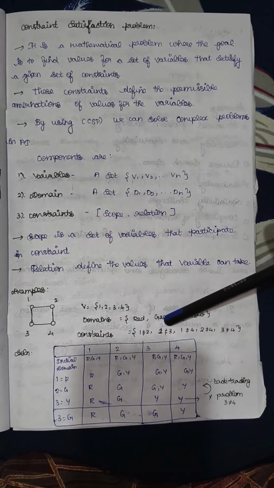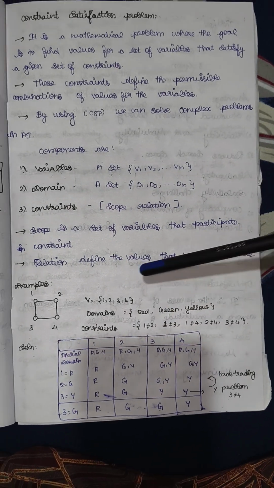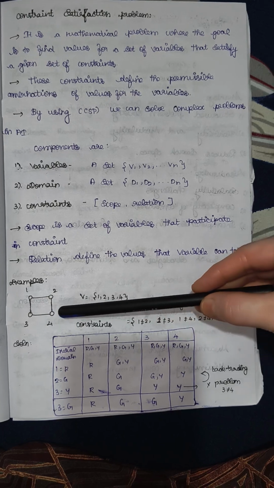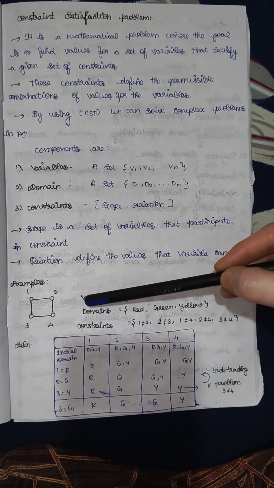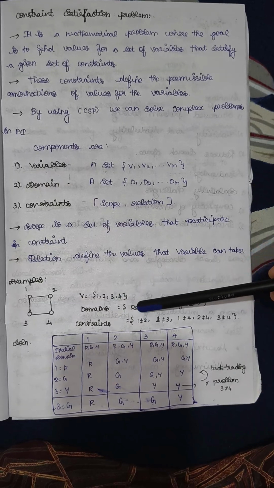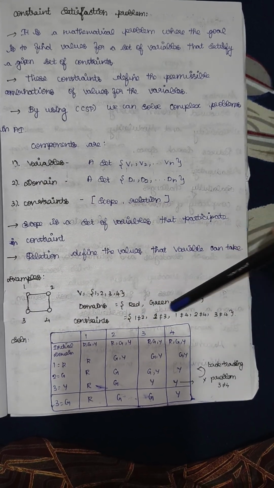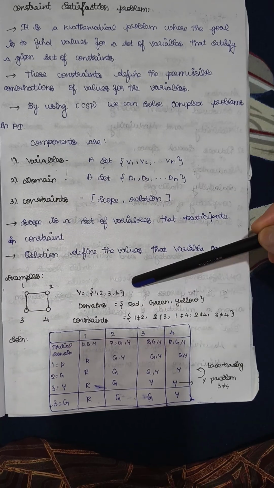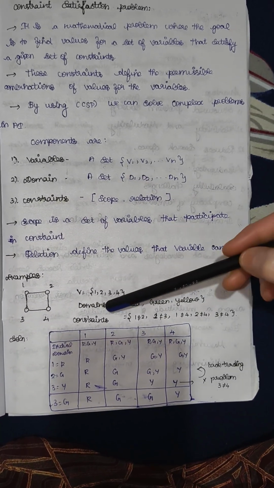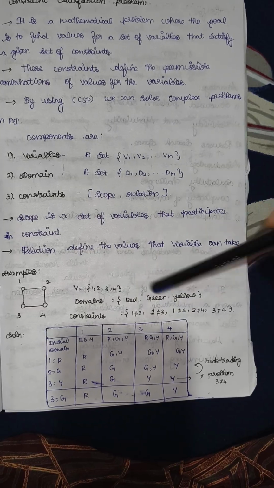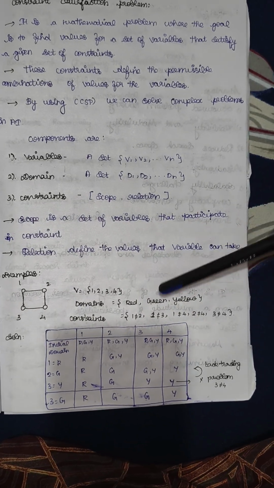Let us see one simple example. Here the example is given with 1, 2, 3, and 4. The variables present here are 1, 2, 3, and 4, and the domains present here are red, green, and yellow. These colors are mentioned as the domains. The variables are four and the domains are three. We have to assign these domains to the variables without any confusion.